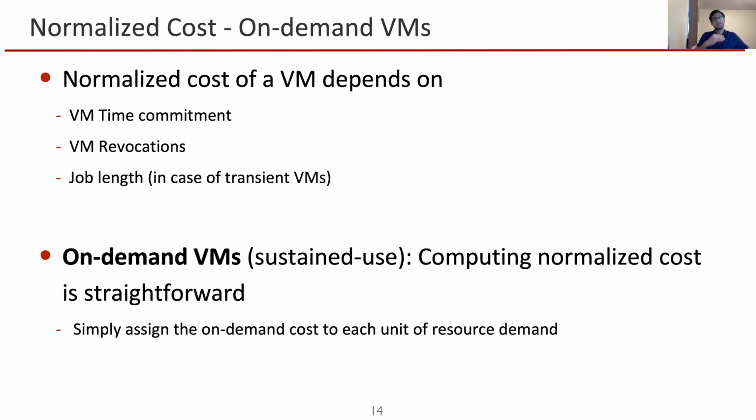First, let's start with the simplest option here, that is on-demand VMs. Note that sustained use and customized VMs also come under this category, where computing normalized cost is very straightforward. That is, we simply assign the on-demand cost to each unit of resource demand.